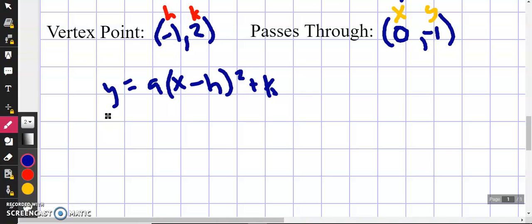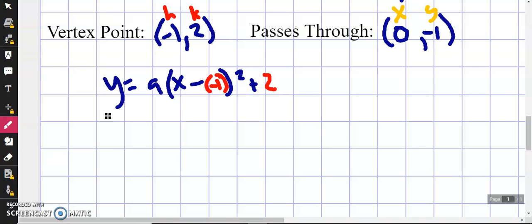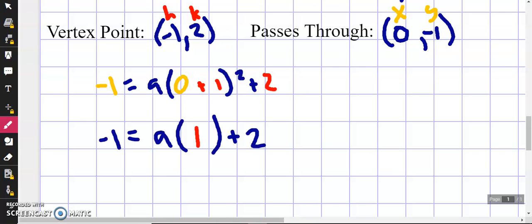From here, it's basically the same thing as the first question that we did. We'll put the -1 and 2 in for h and k. Then we'll put the 0 and -1 in for x and y. And then we'll simplify it down to figure out the value of a. Once again, when I see minus minus, that's going to make a plus. So I change the parentheses to 0 plus 1. I know 0 plus 1 is just 1, and a times 1 is just a. And then if I subtract the 2 to the other side, that's going to change the -1 into a -3.